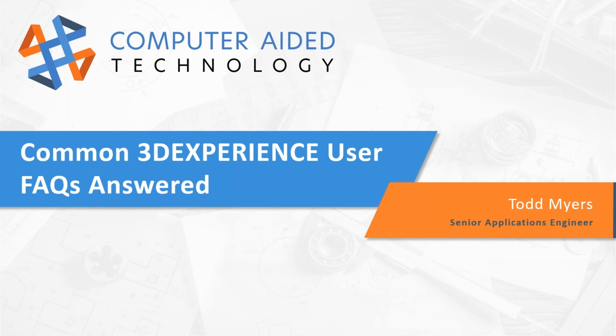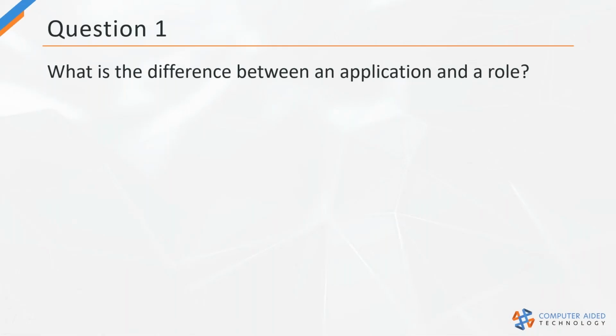A lot of these are pulled just from our interactions with people evaluating the platform, new users, and people that have some experience under their belt with the software. So one of the most common questions we first get is, what is the difference between an application and a role? You can think of a role as a group of applications that pertain to someone's job function, right? We have people that are doing project planning. Well, there's a project planner role. And these roles come with the different apps that allow people to get their job done, right?